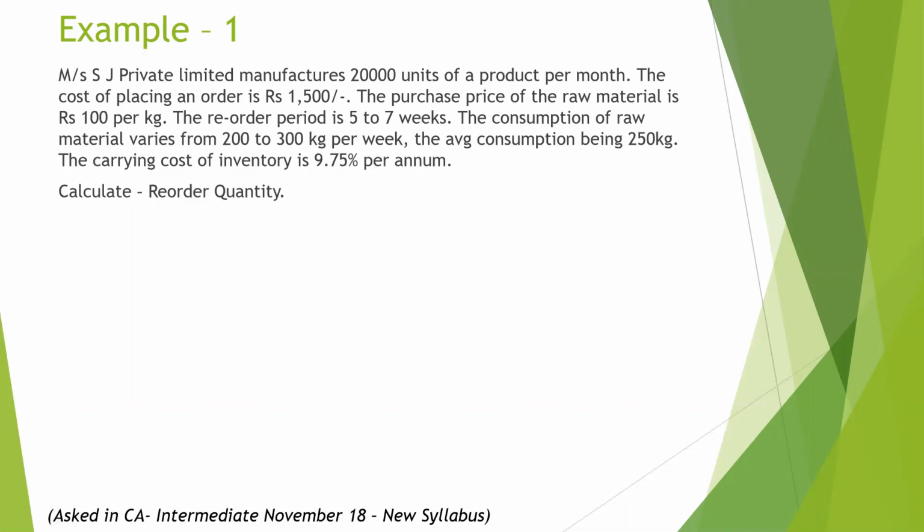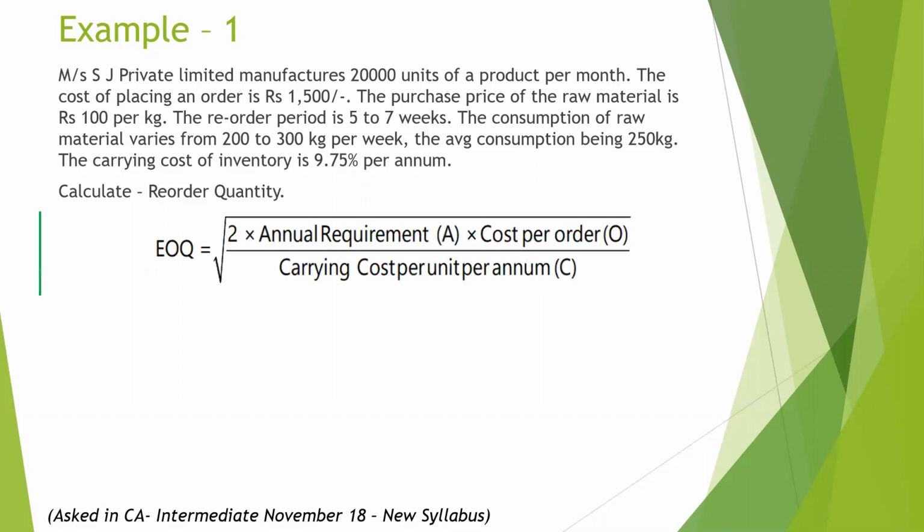The reorder quantity is nothing else but the economic order quantity itself. So even if in the question you find reorder quantity, don't get confused. It's nothing but EOQ. So in the EOQ formula, we have these three components: annual requirements, cost per order, and carrying cost per unit per annum. All these three components we are going to identify from the question.